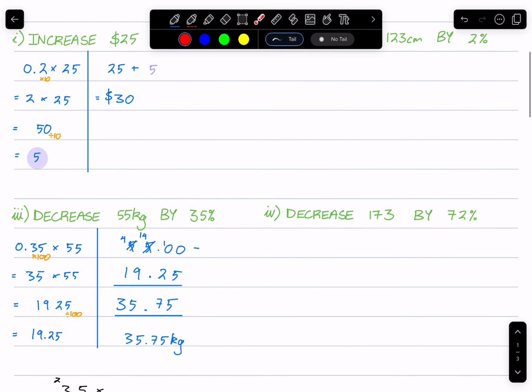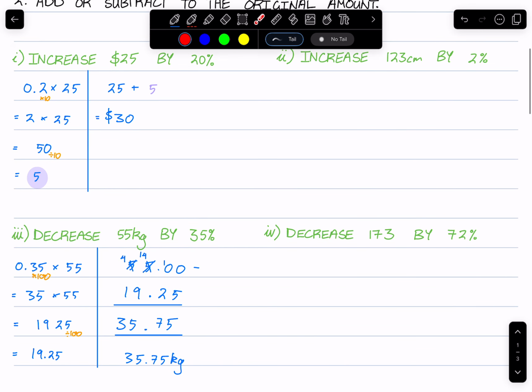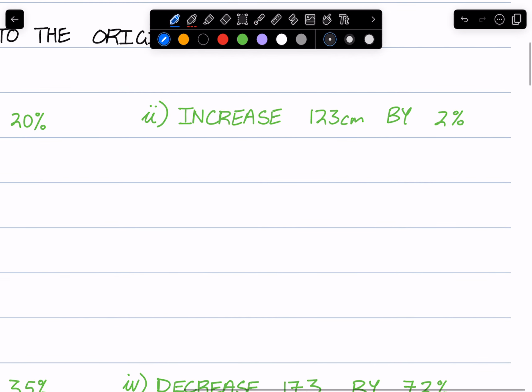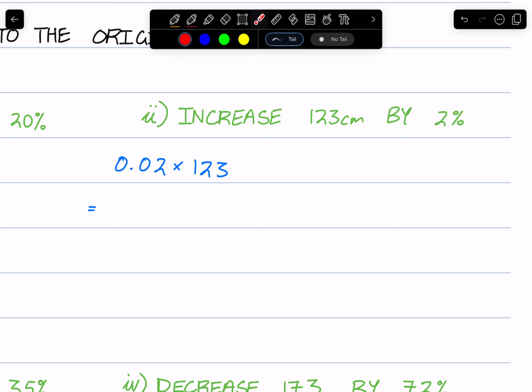So at this point you can pause and give this a go yourself. And yeah, let's just answer these last two examples. So here we go. Increasing this by 2%, 0.02 of the amount we are looking for. Now remember, we want this to become a whole number. Makes it a lot easier.